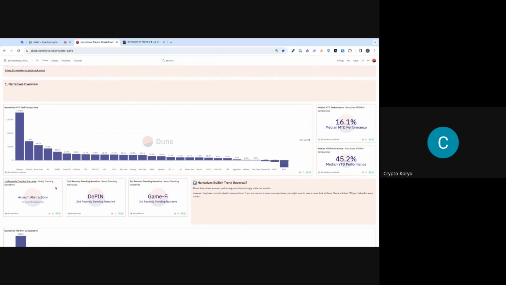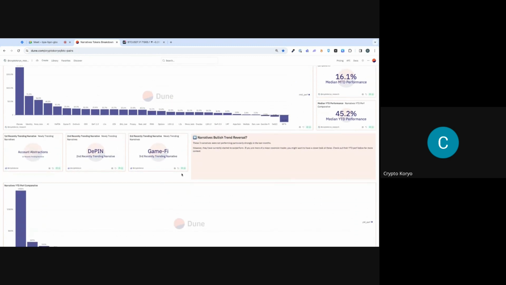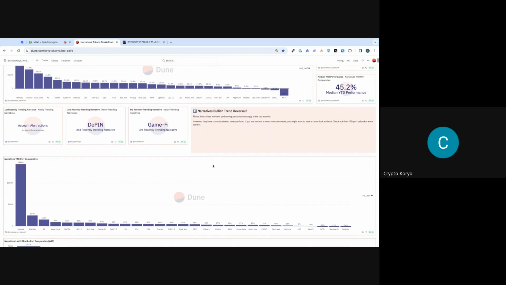What I'm seeing here that is very interesting is a strong comeback from the GameFi narrative. Now, if you look at this section, it's showing narratives that were not particularly performing great in the last month, as you can see here, but right now they are performing really strongly.